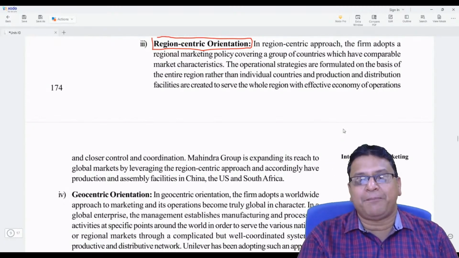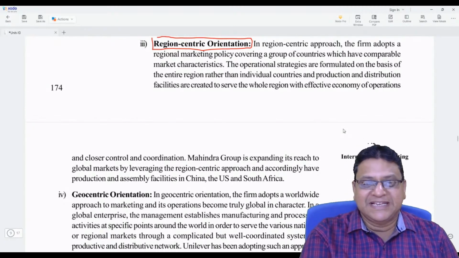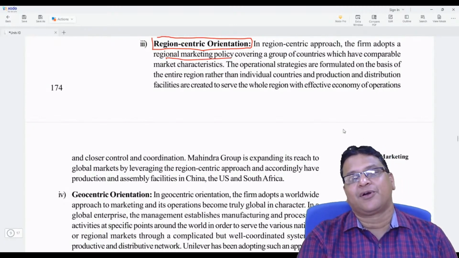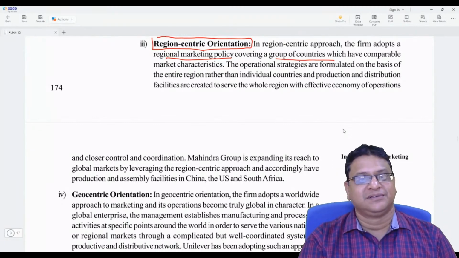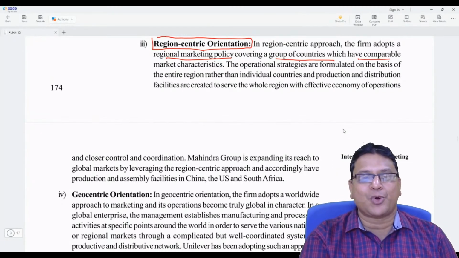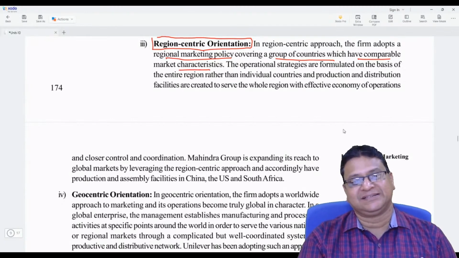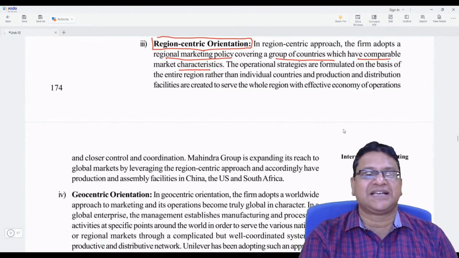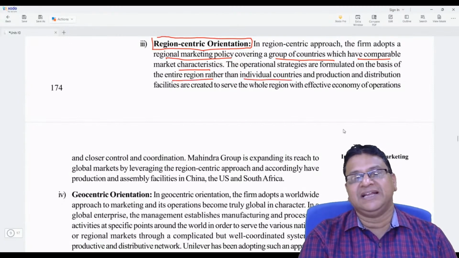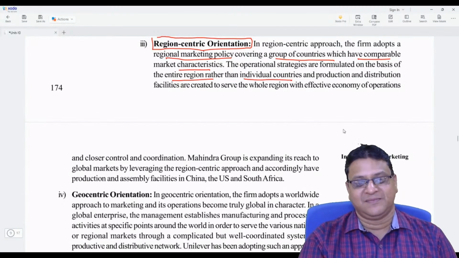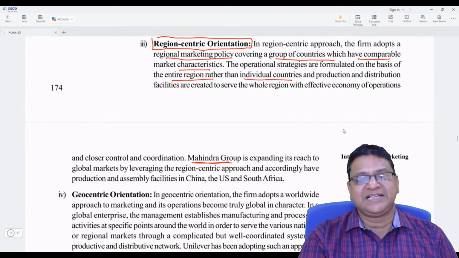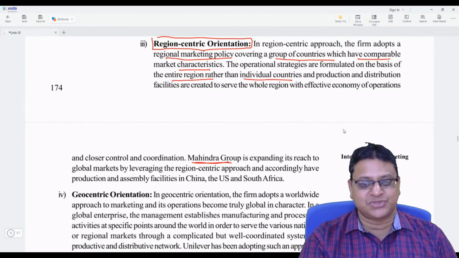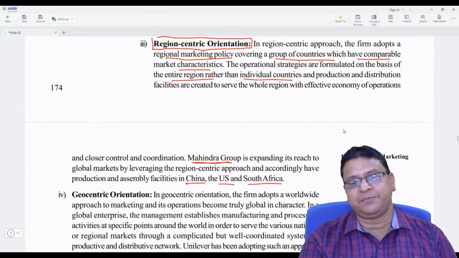In the regiocentric approach, the firm adopts a regional marketing policy covering a group of countries which have comparable common characteristics. In this case, the marketing strategy is followed for the entire region rather than individual countries. Example, Mahindra is adopting the regiocentric approach for doing international business in China, US, South Africa, like this.